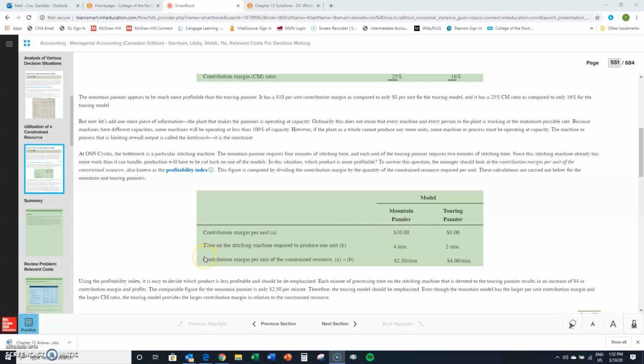But you have to look at it based on units of the constrained resource. In this example, the time on the stitching machine is where the constraint comes into play. The time on the stitching machine required to produce one unit is four minutes. So there's a $10 contribution margin per unit of this item, but it takes four minutes to make one. Each minute, if you divide it out, is $2.50. So the contribution is $2.50 per minute.